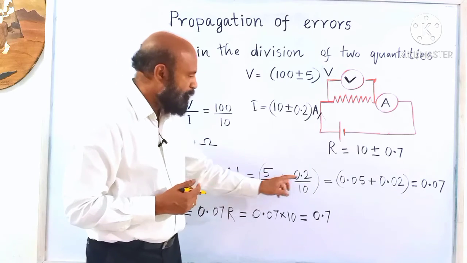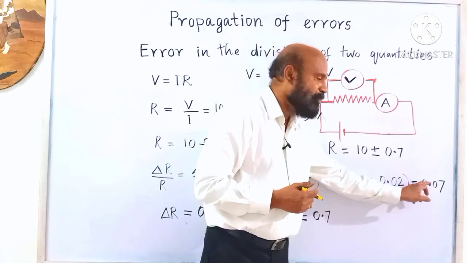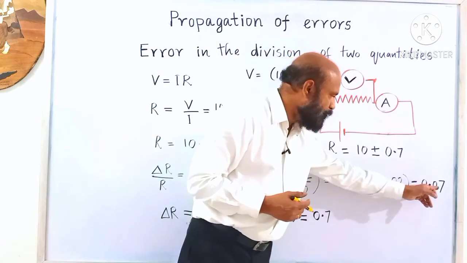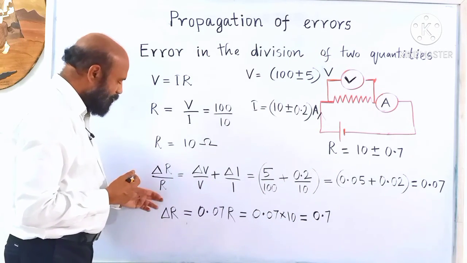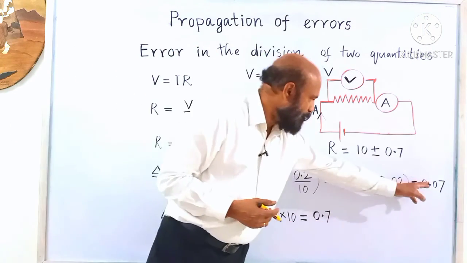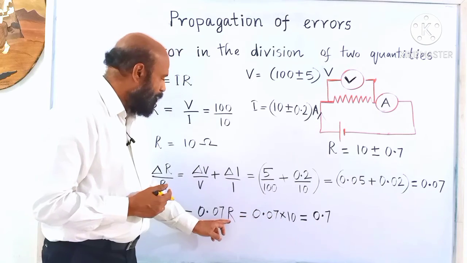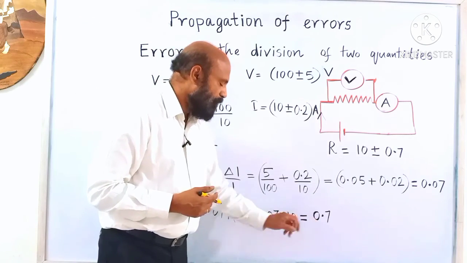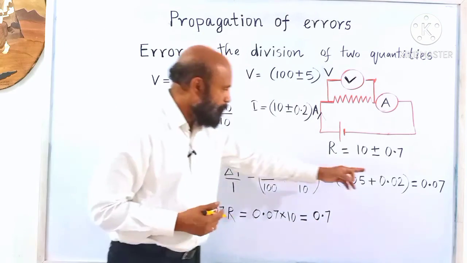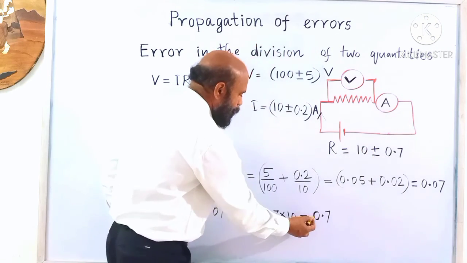Now 5 divided by 100 is 0.05. 0.2 divided by 10 is 0.02. So when you add these two, you will get 0.07. That's the fractional error in the measurement of resistance. Delta R by R is 0.07. So the absolute error in the resistance is delta R, so you take 0.07 into R. Our resistance is 10. So the absolute error in the measurement of the resistance is 0.7. The fractional error is 0.07. So the resistance will be equal to 10 plus or minus 0.7.